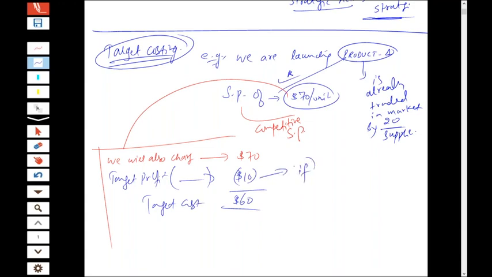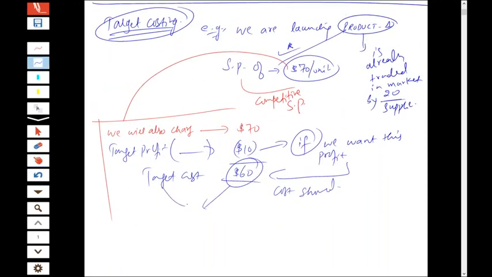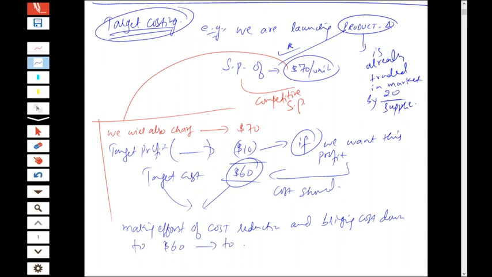So if we want this profit, then my cost should be $60. Now I have to make the efforts. What will be the next task? The next task will be making efforts of cost reduction and bringing cost down to $60 to earn the target profit of $10. Okay, so this is the brief recap of target costing.